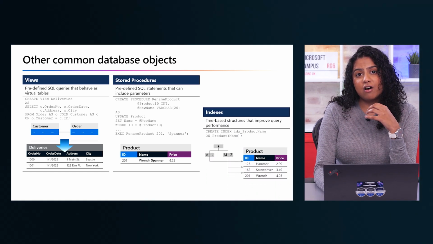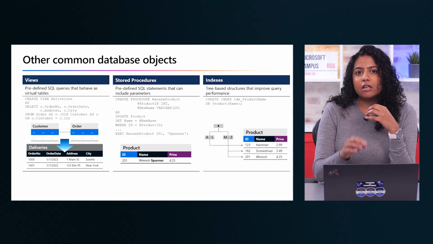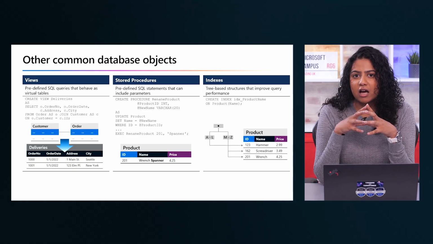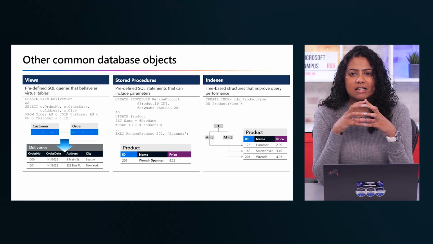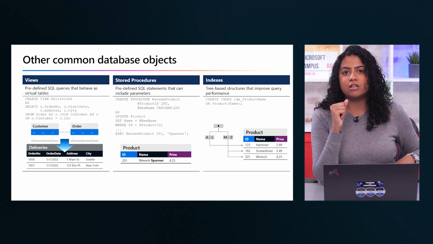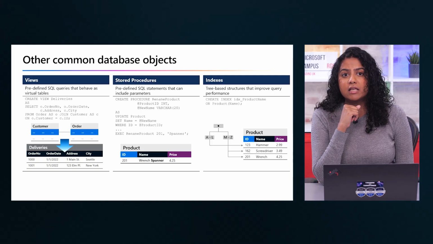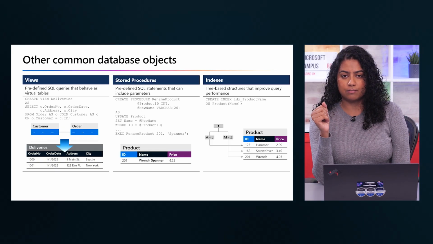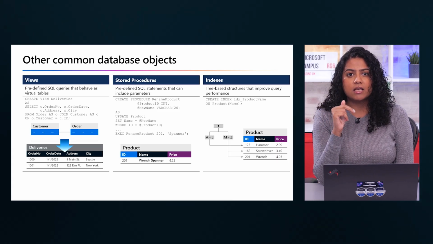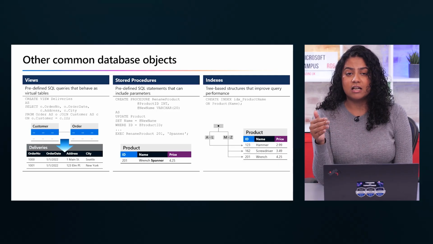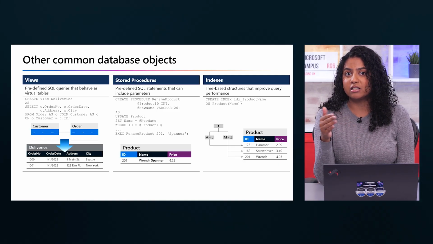And then we have our indexes. Think of these as the navigation guides for your database. They act like a roadmap for your query engine, helping it quickly find the data it's looking for based on specific column values. By speeding up data retrieval, indexes make your database operations more efficient, especially when dealing with large data sets.